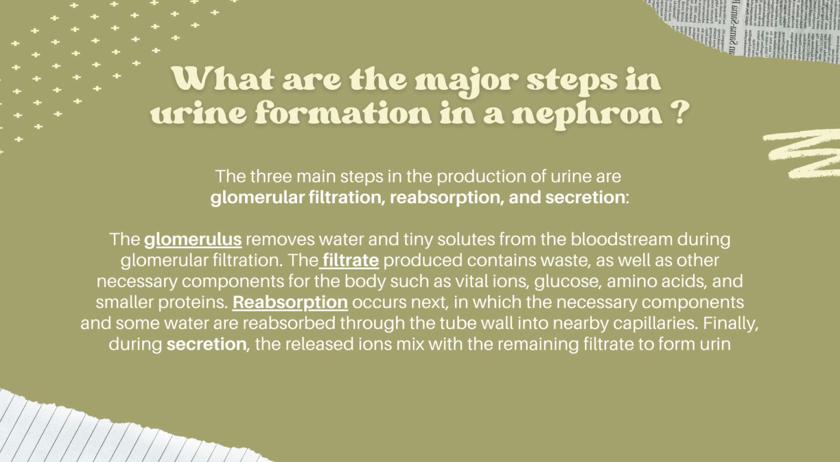The filtrate produced contains waste, as well as other necessary components for the body, such as vital ions, glucose, amino acids, and smaller proteins. Reabsorption occurs next, in which the necessary components and some water are reabsorbed through the tube wall into the nearby capillaries. Finally, during secretion, the released ions mix with the remaining filtrate to form urine.